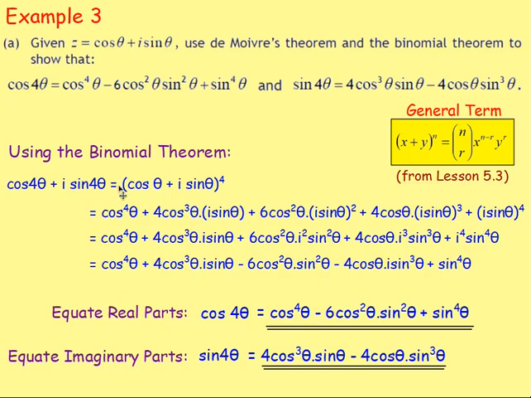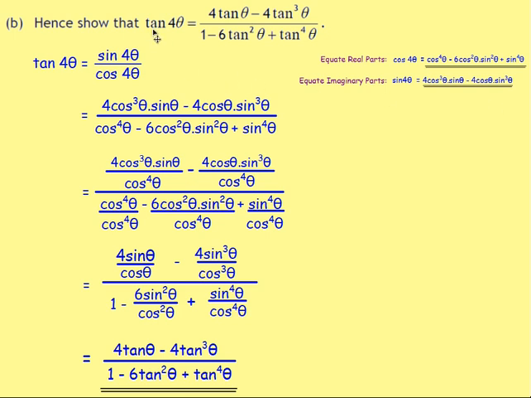And the imaginary parts, take the coefficient of i, so sin 4 theta, and equate that to the imaginary parts here as well. We did that, but afterwards what we had to do was show what tan 4 theta was equal to.